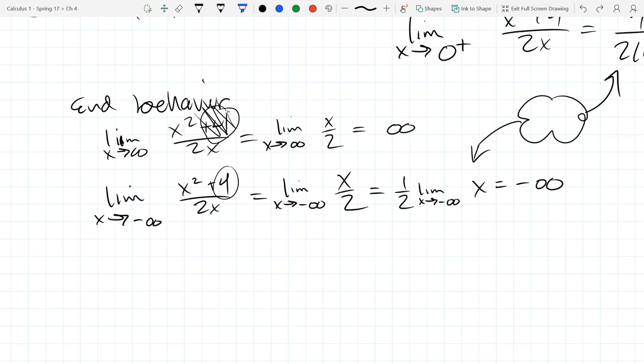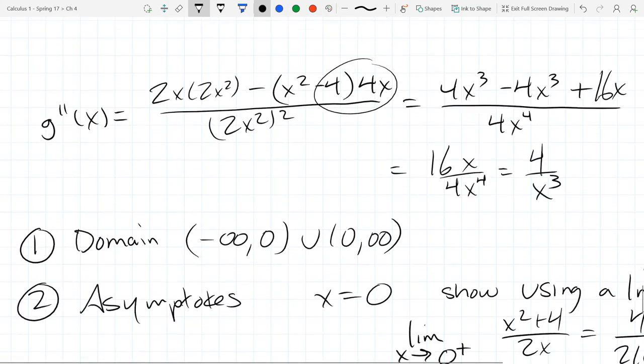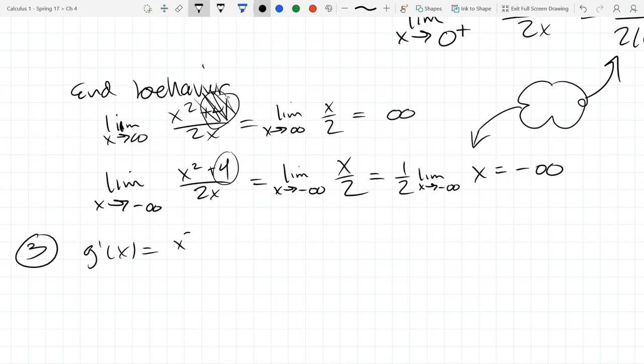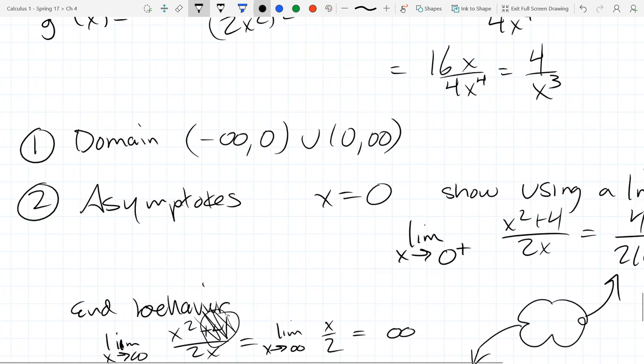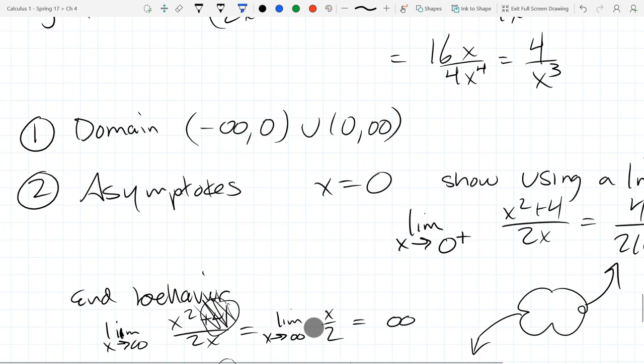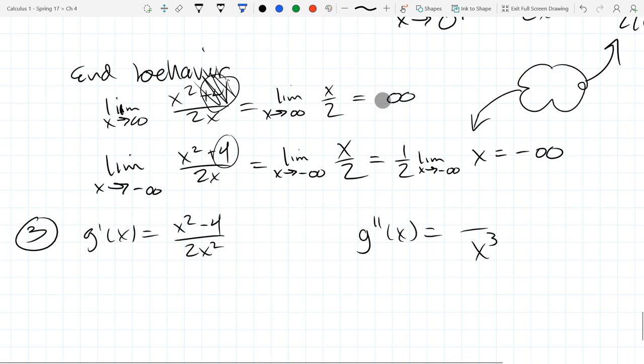So we found derivatives. That was step 3. I'll just rewrite them here. So our regular g prime was x squared minus 4 over 2x squared. G double prime was 8 over x cubed, 4 over x cubed, no, 16 over 4, yeah, 4 over x cubed.